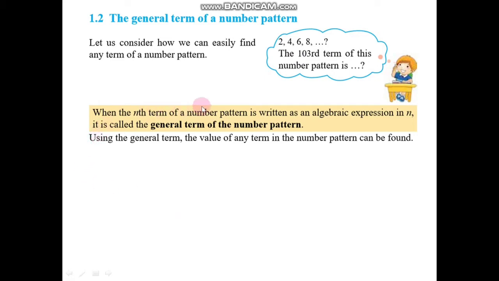When the nth term of a number pattern is written as an algebraic expression in n, it is called the general term of the number pattern. So, using the general term of the number pattern, we can find any term of the number pattern.